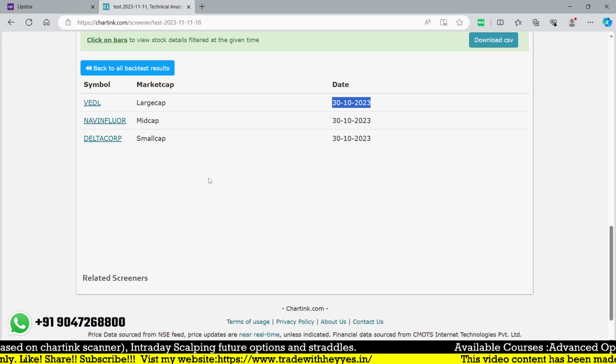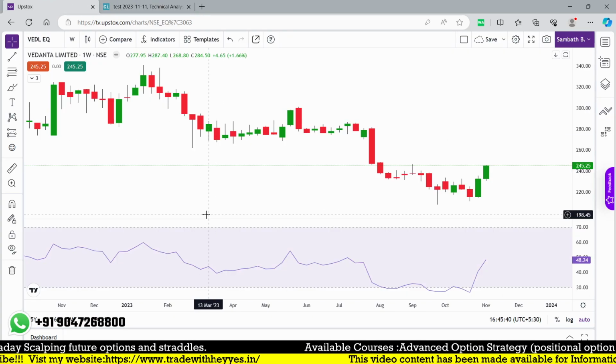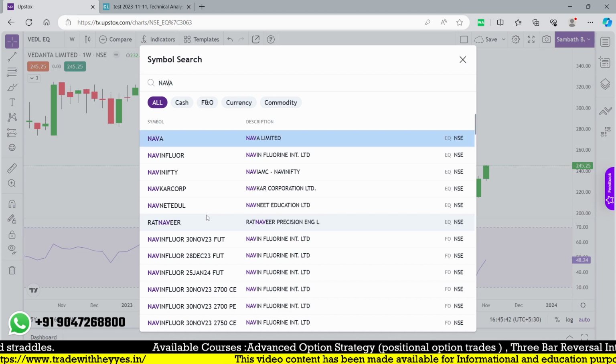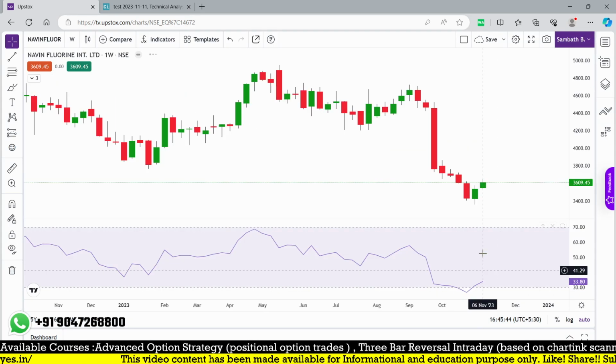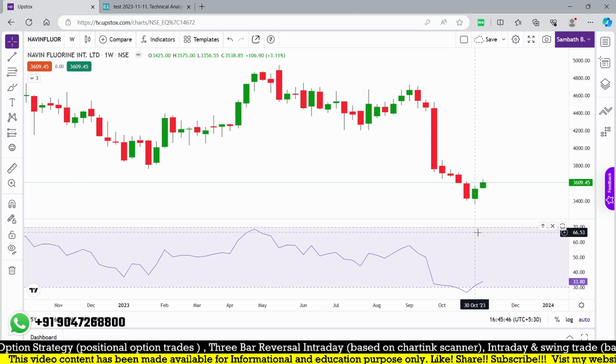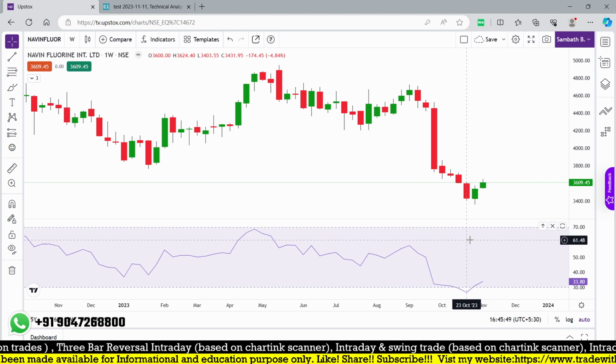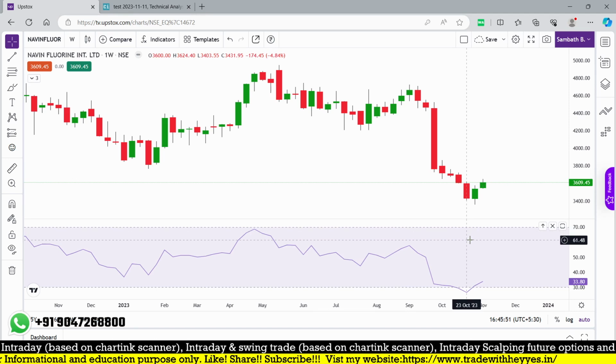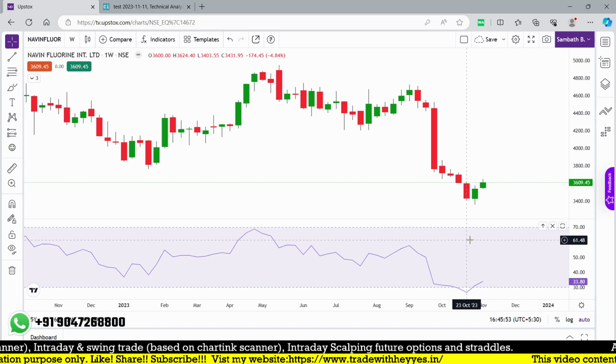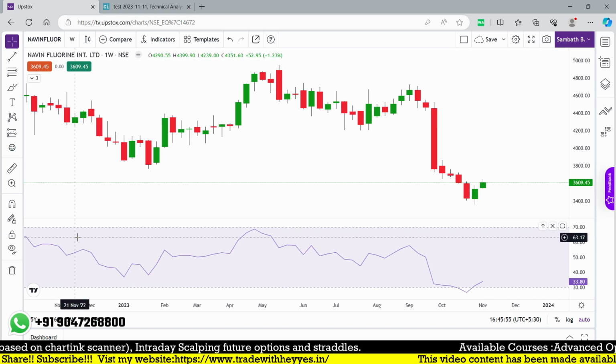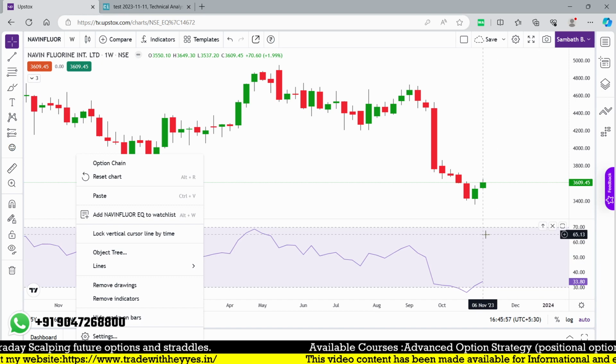Okay, so let me go for Navin Fluoride and Delta Corp. Navin Fluoride, let's see what it looks like. The current week is the previous week. So the previous to previous week, around 23rd October, the starting week, the RSI level is something. Why is it not showing you the value of RSI?